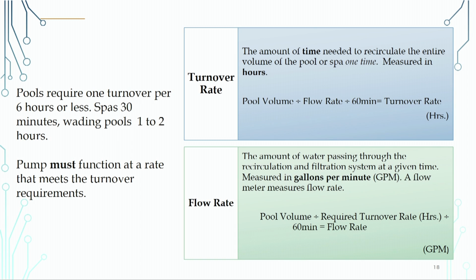So for example, if we have a 20,000 gallon pool, and we divide that by 6, which is the required time, you get 55.5 gallons per minute. That would be the minimum flow rate for that pool. So I need to make sure my pump is able to at least push out and circulate 55 gallons per minute.